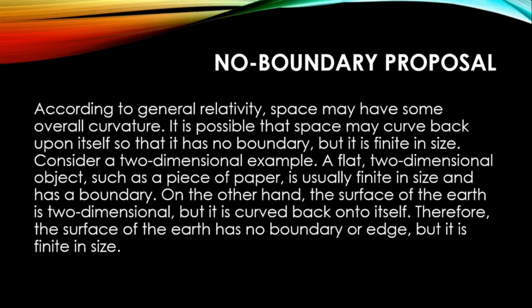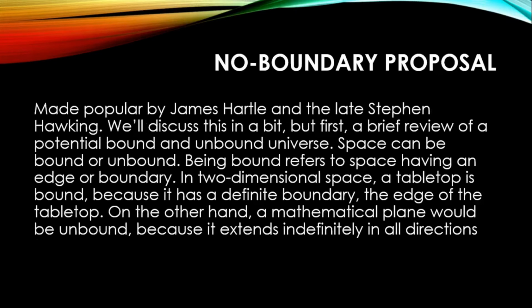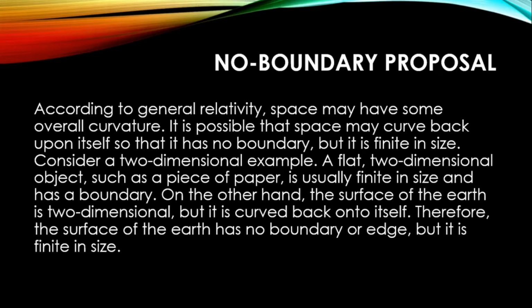Then the no boundary proposal, according to Hawking and Hartle, the no boundary proposal according to general relativity. Space may have some overall curvature, so it is possible that space may curve back upon itself so that it has no boundary, but it is finite in size. So the space has finite size, but it has no boundary.